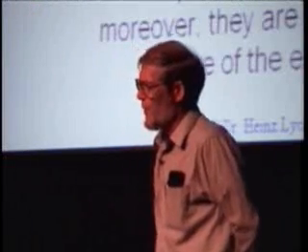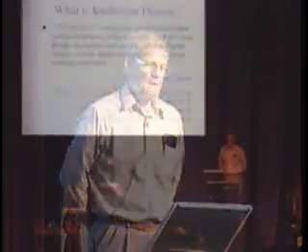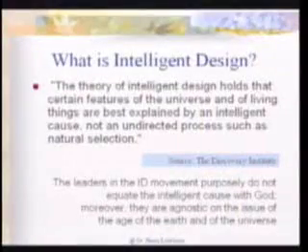So first of all, what is intelligent design? And here's a definition that people like to use. The theory of intelligent design holds that certain features of the universe and of living things are best explained by an intelligent cause, not an undirected process such as natural selection. Okay, that's a simple definition of intelligent design.